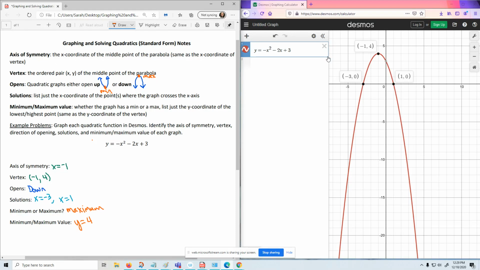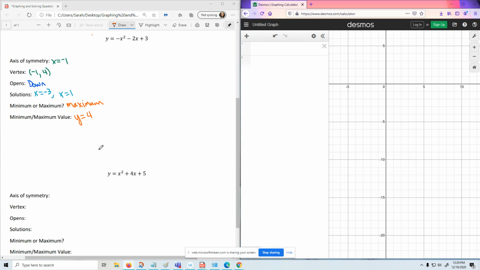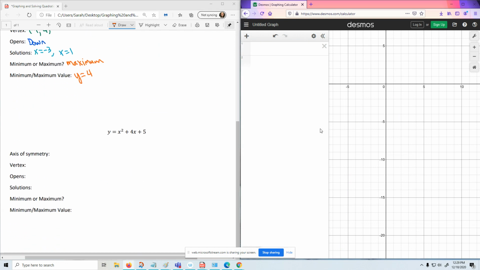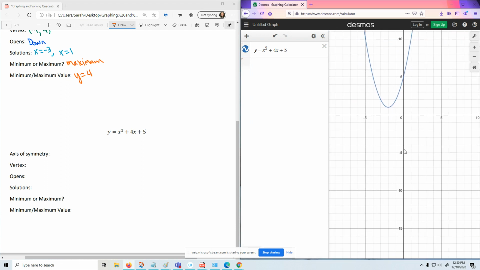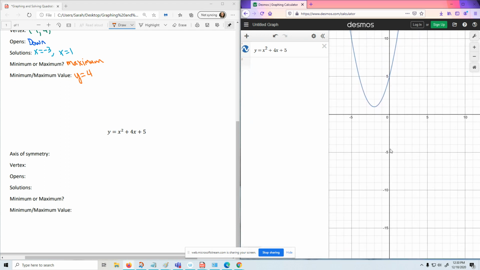So if we want to get rid of this graph in Desmos, I can hit this gray X. It'll delete the whole thing, which will be helpful because otherwise it gets confusing looking. Let's type in our next equation. y equals x squared. To get that squared, you hit the square button, plus 4x plus 5. There's our graph. If you want to move things around, zoom in or zoom out, same as usual, you can do that. And then let's find everything we need.